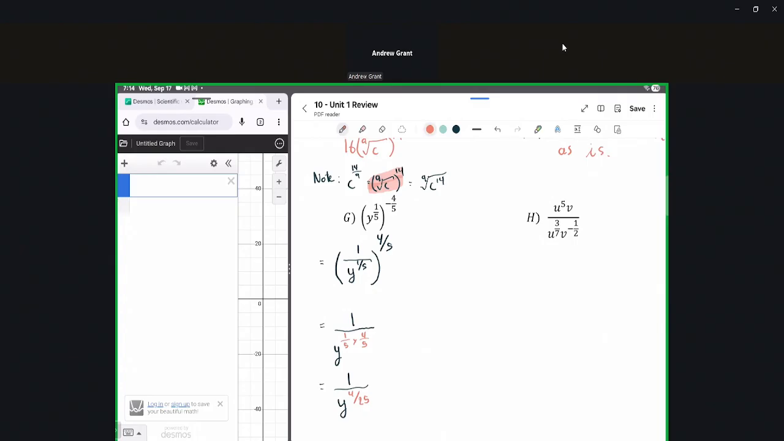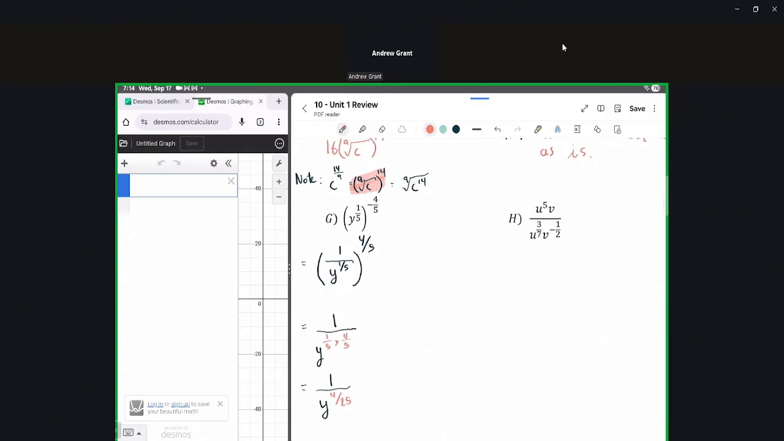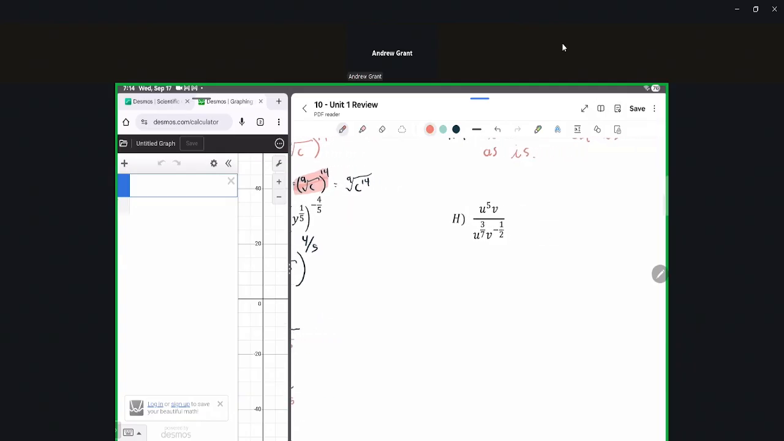Okay. Trickiest one for us to go through is letter H. We have here u to the power of 5 multiplied by v over top of u to the power of 3/7 times v to the power of negative 1/2. And for this kind of thing, if you're not sure about the fraction work, just do it off to the side. So here we're going to have an aside, and we're going to show our work over here. Okay. And so here, one of our calculations we're going to run into is we have u to the power of 5 divided by u to the power of 3/7. Okay. And in fact, we can show that step over here.